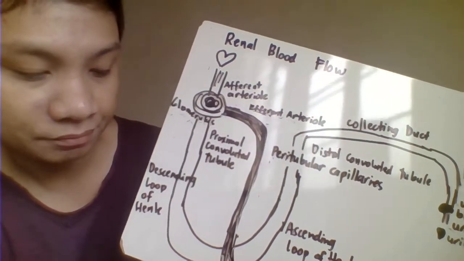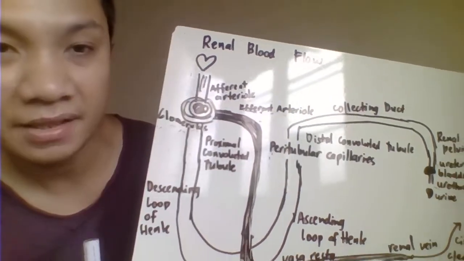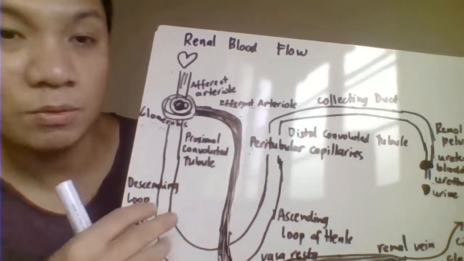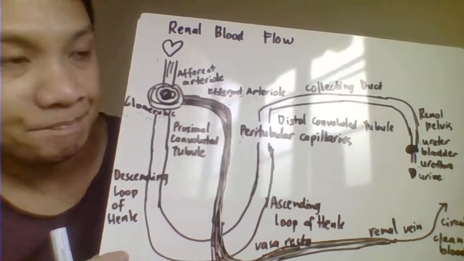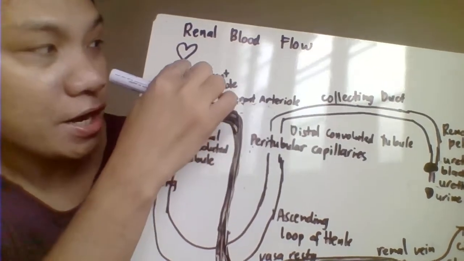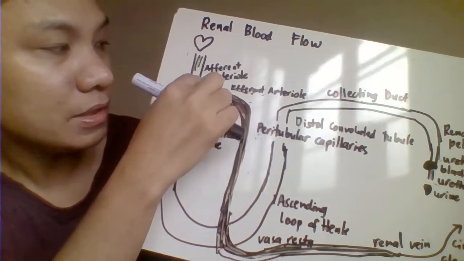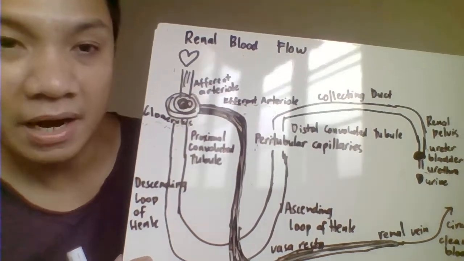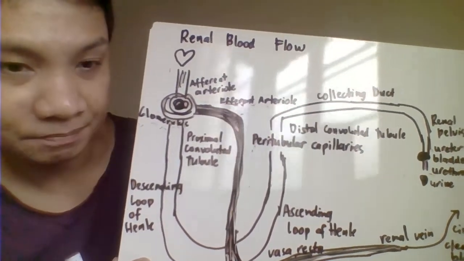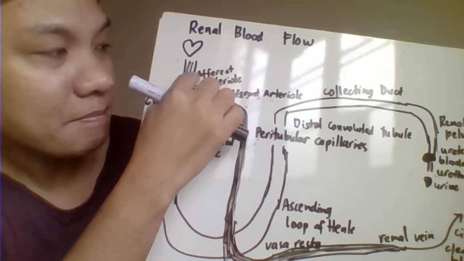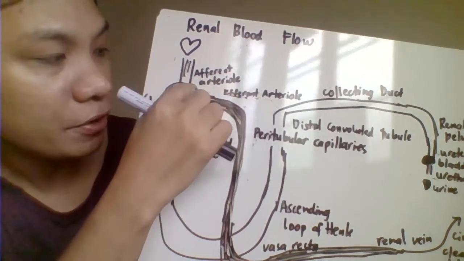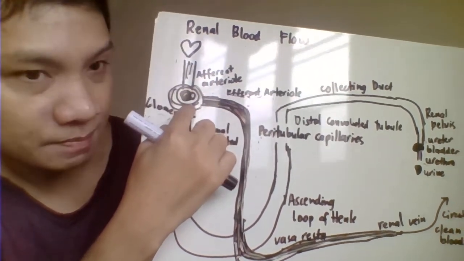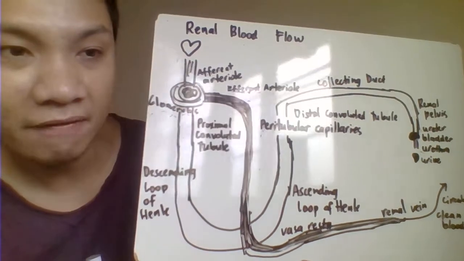Notice here how your heart and your kidney are related to one another, wherein if you have a problem with the heart, most likely it will also damage your kidney. Your blood enters your kidney coming from the heart through the afferent arteriole. The afferent arteriole is actually your artery, your blood vessel. It enters your kidney by passing through your afferent arteriole. Then it goes in here to your glomerulus. The glomerulus is actually the filtering unit.